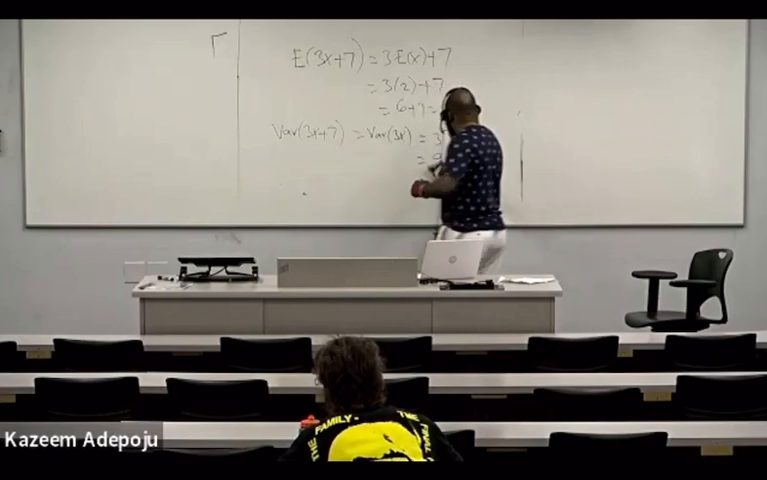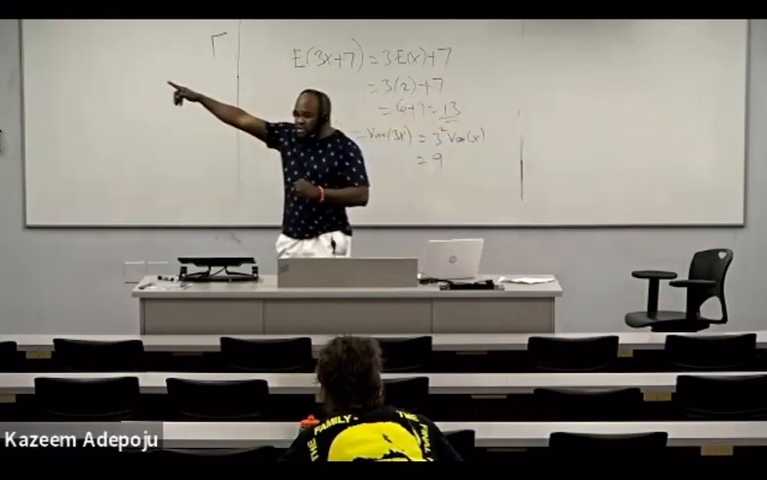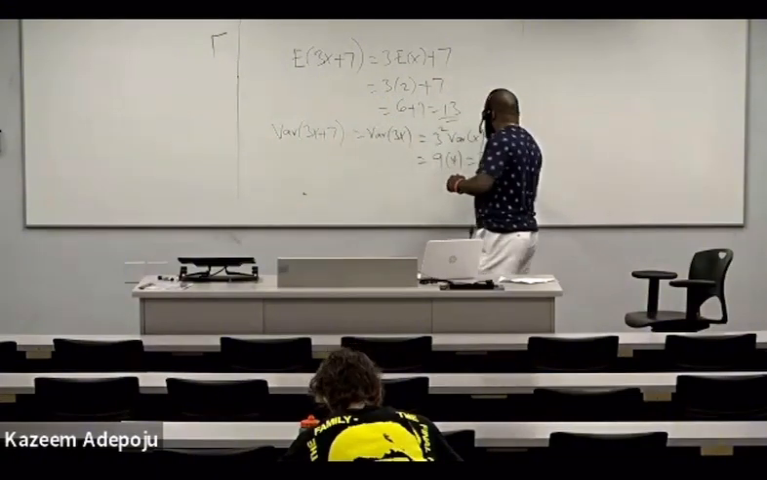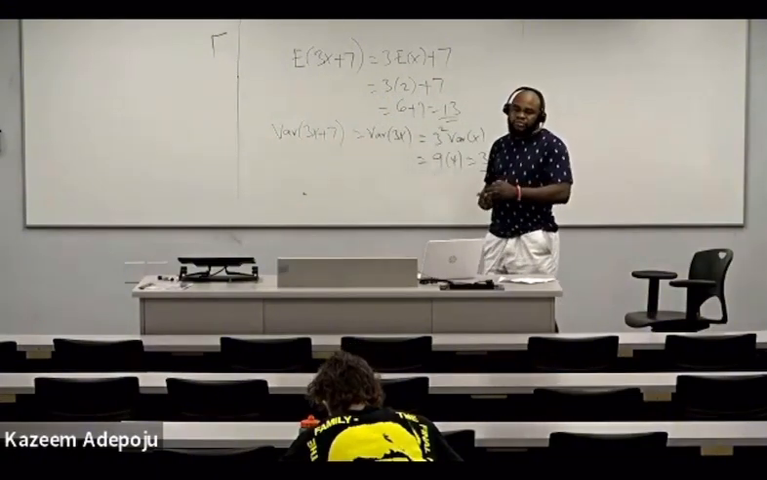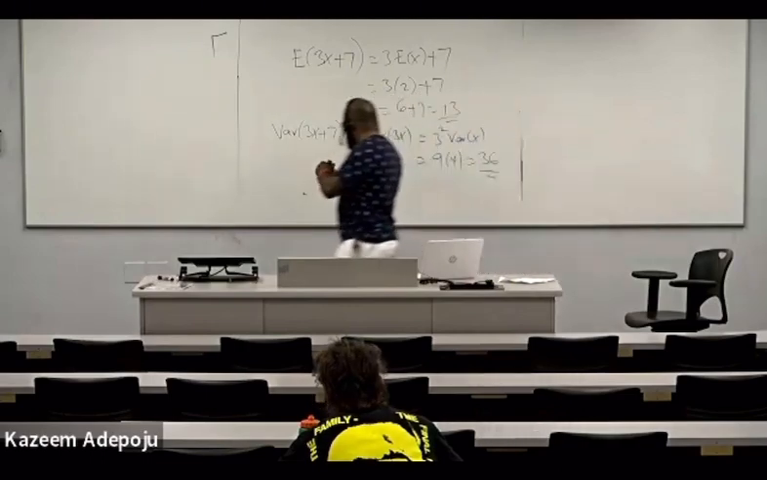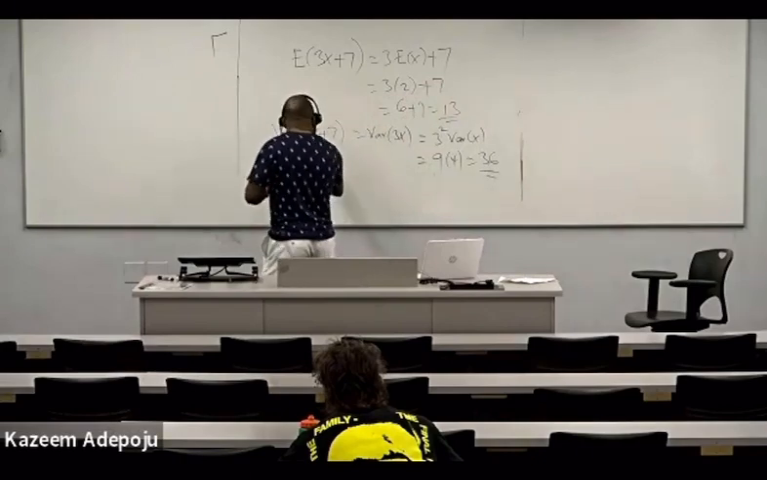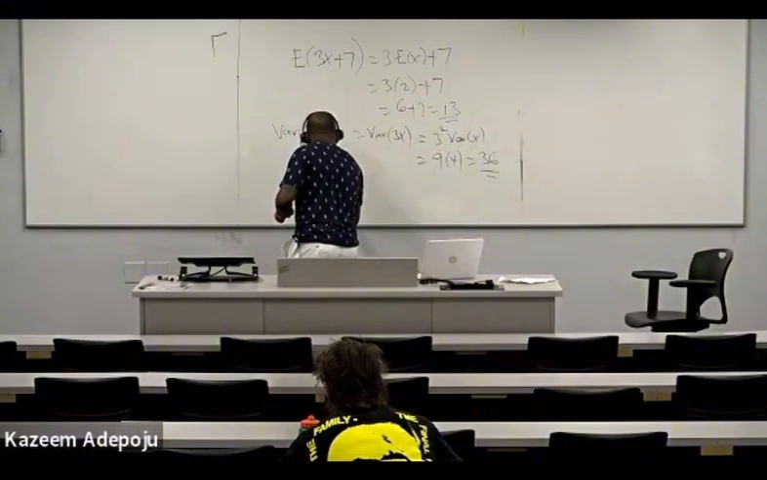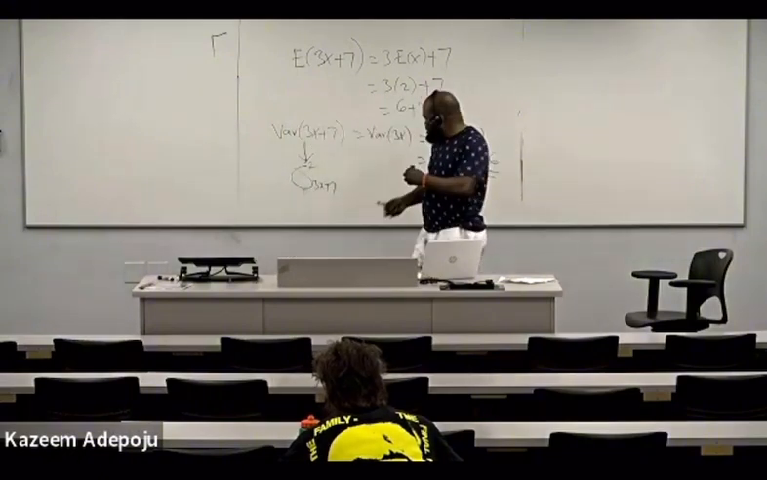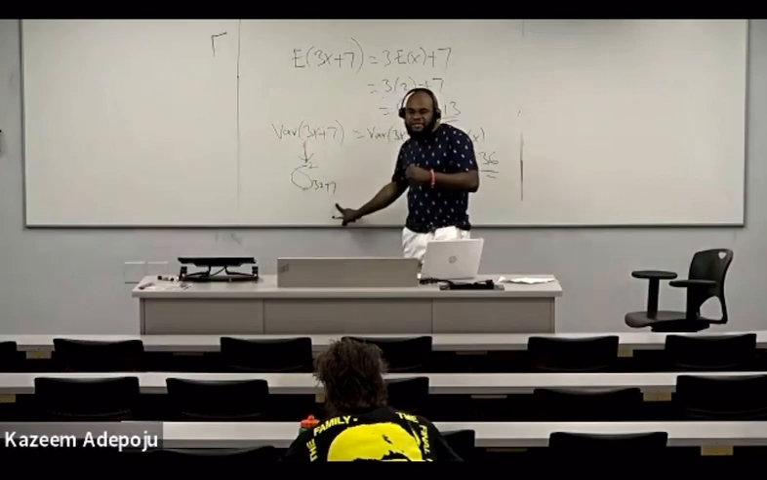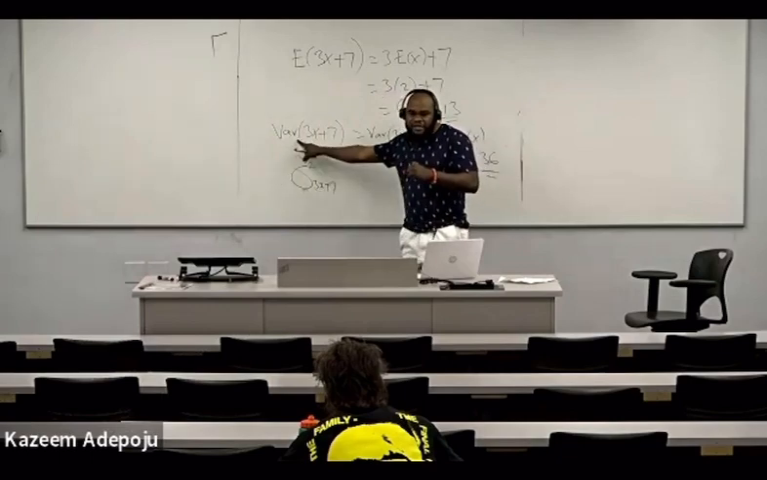So what is 3 squared? 9. What is the variance of x? Given, the variance of x is 4. Plug in 4. What is your variance now? 36. I'm done. The variance is 36. For information, another way we can write that is sigma squared of 3x plus 7. Variance is sigma squared. Of what? Of 3x plus 7. That's why you are seeing that. Does that make sense? There's a notation for that.